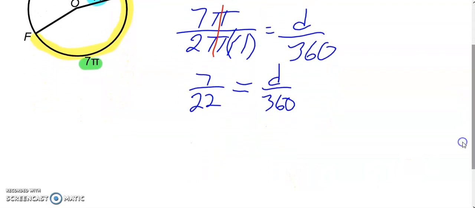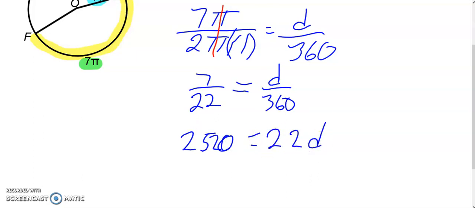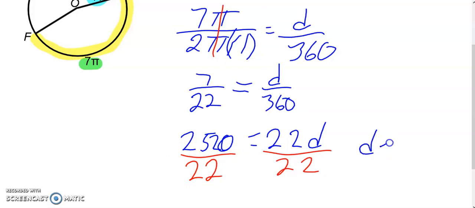We're going to cross multiply 360 times 7. That gives me 2,520, and that's going to equal 22d. Divide both sides by 22. We're going to get d is about, let's round it to the nearest hundredth again, 2 decimal places, 2,520 divided by 22, which gives me 114.55. Boom.